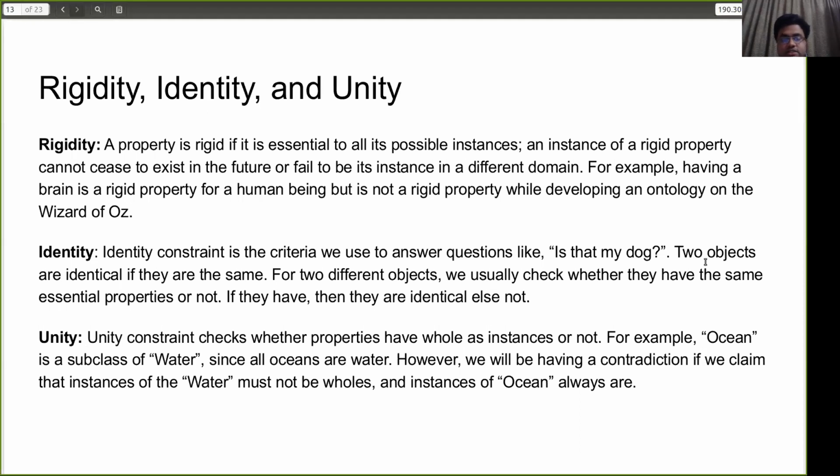Similarly, identity. An identity constraint is the criterion we use to answer questions like, is that my dog? Two objects are identical if they are the same, or for two different objects, we usually check whether the objects have the same essential properties or not. The unity constraint checks whether properties have wholes as instances or not. For example, you cannot have water as a superclass for ocean.